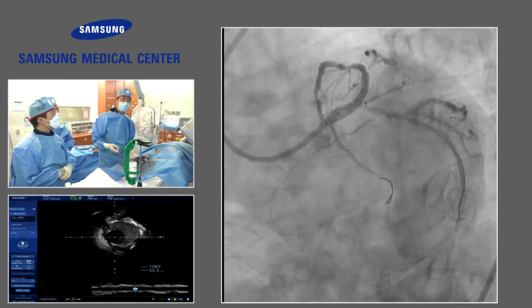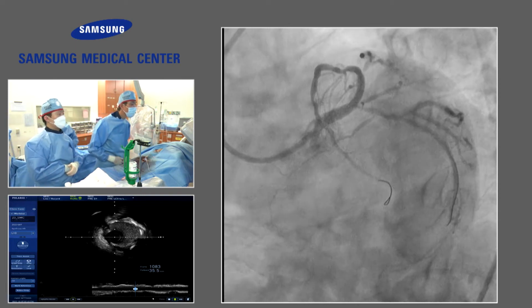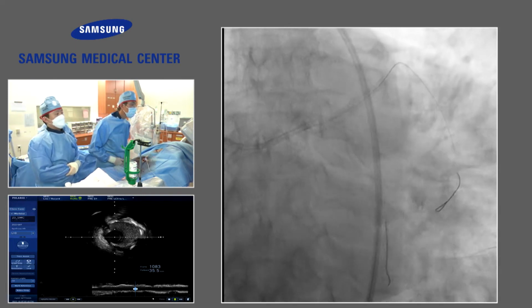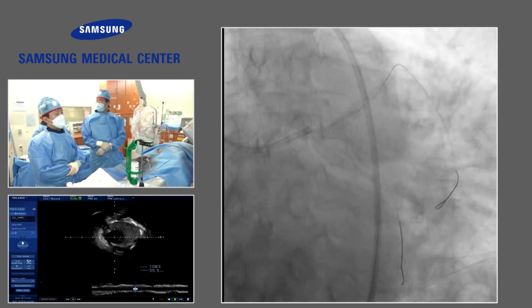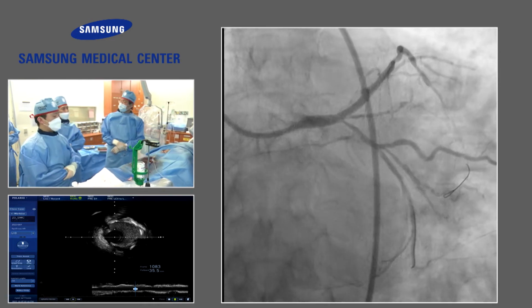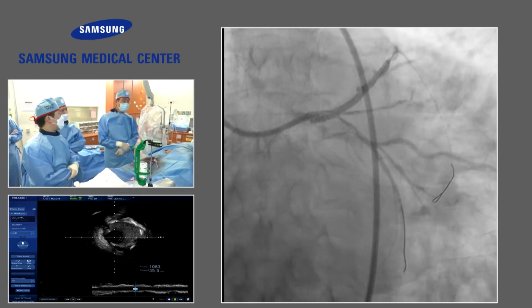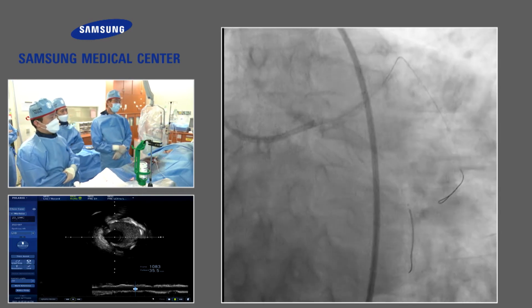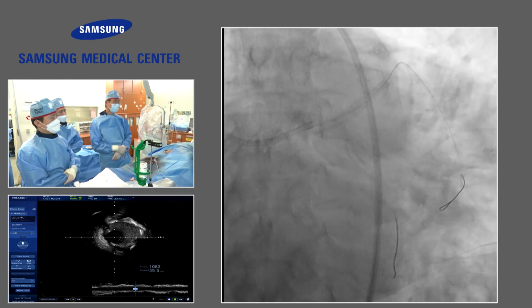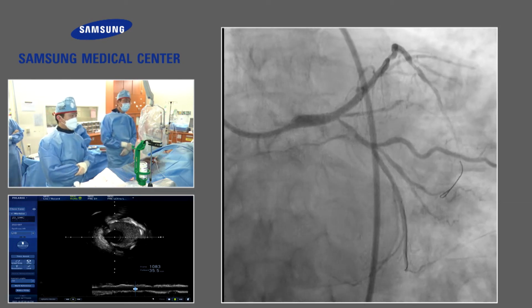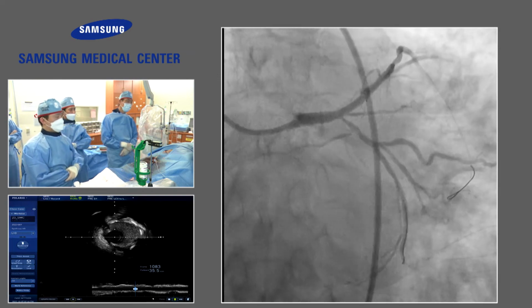Okay. So previous view? DB. What do you think, Dr. Song? DB or DS here? I think TAP. TAP with stent? Yeah. There is some haziness on the proximal portion of the circumflex. Okay. Yeah, I also agree.